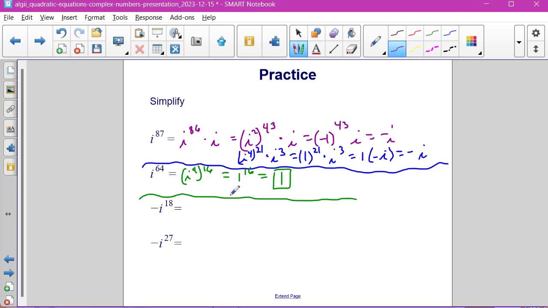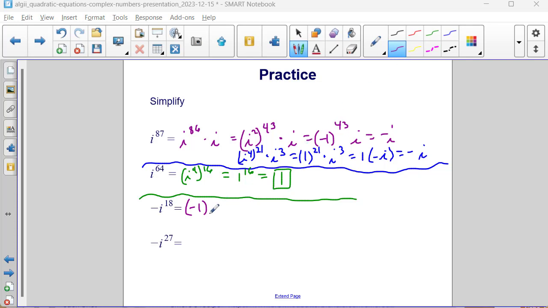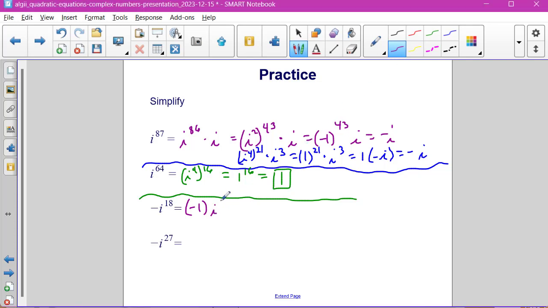Now let's look at the next problem. This one is a little more challenging. I'm first going to rewrite it as negative 1, because that's what this negative value is in front here, times i to the 18th power, and we can rewrite i to the 18th power as i to the 2nd power raised to the 9th power.